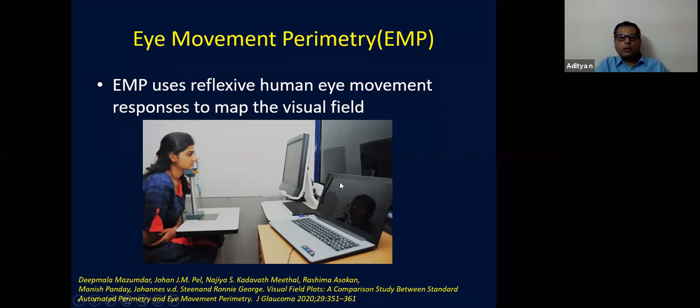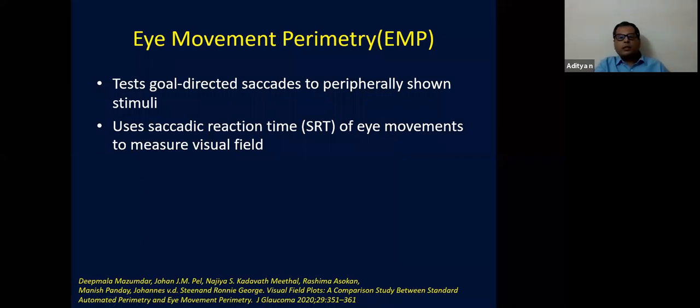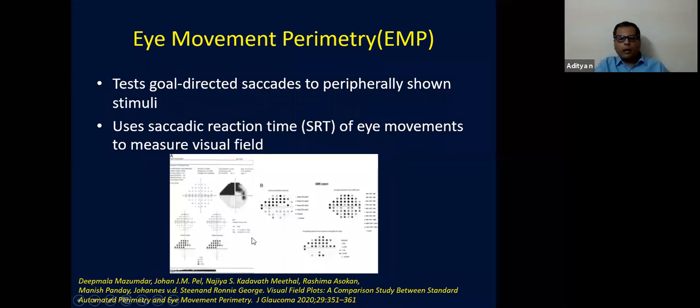So now this technology basically shows the target in different points of the screen, and the person does not have to do anything, blink, press a button or anything. They just need to follow the target. And there is a gaze tracker which monitors the patient's eye movements. As the patient moves, they do a saccadic movement, and this machine will test the speed of the saccadic eye movement. The saccadic reaction time is taken to measure the visual field. And they have found that it gives a very good correlation as of now.